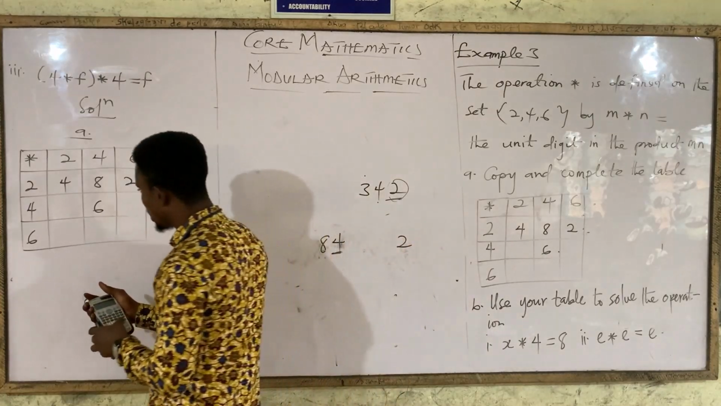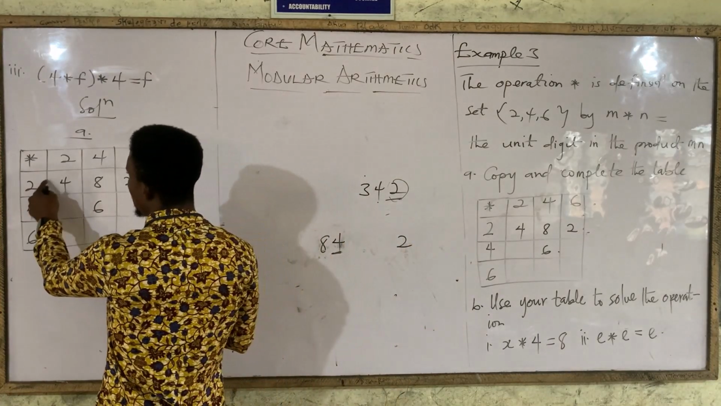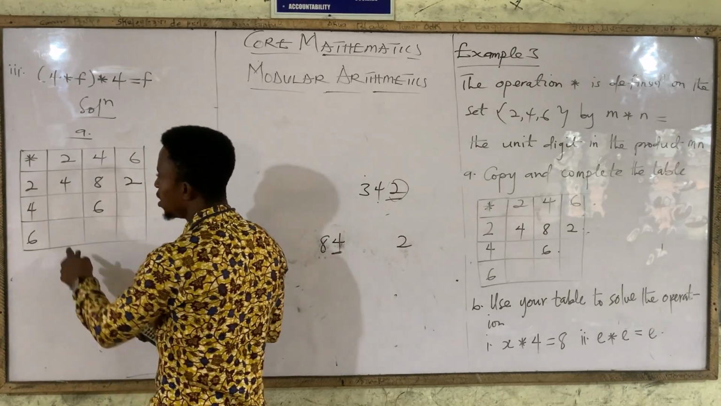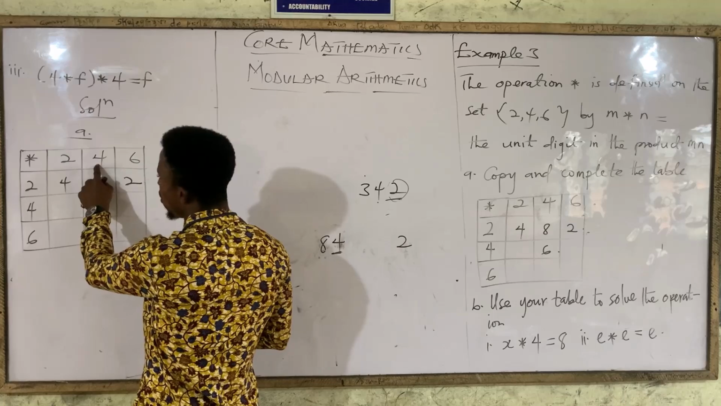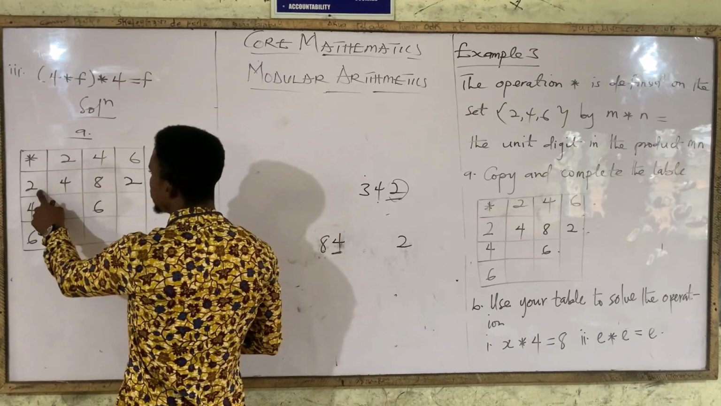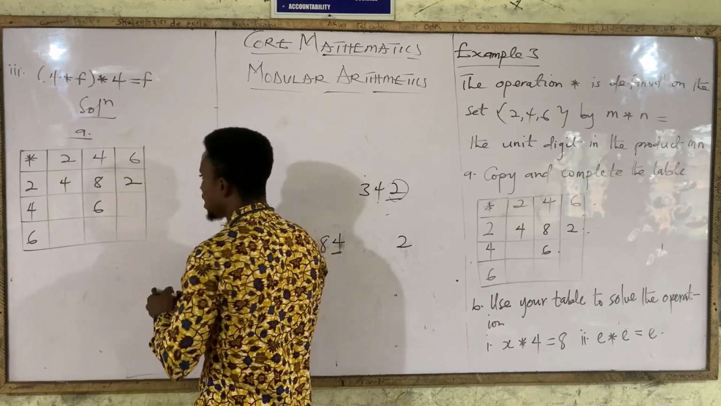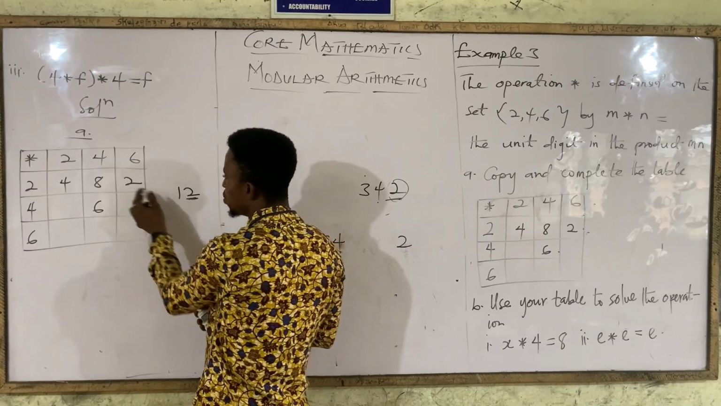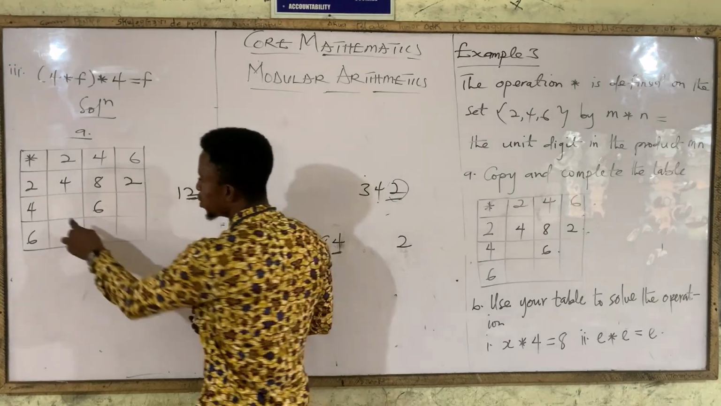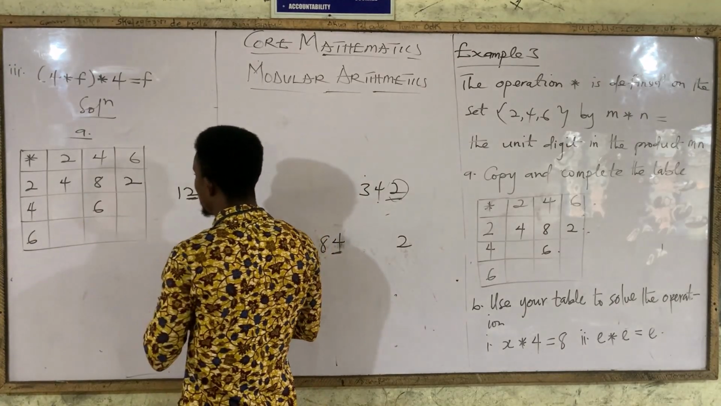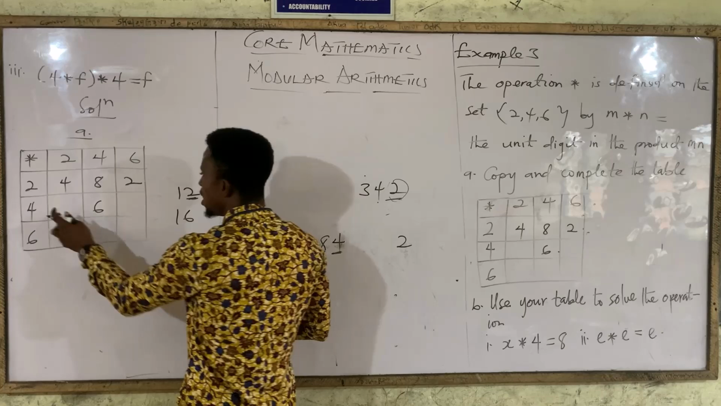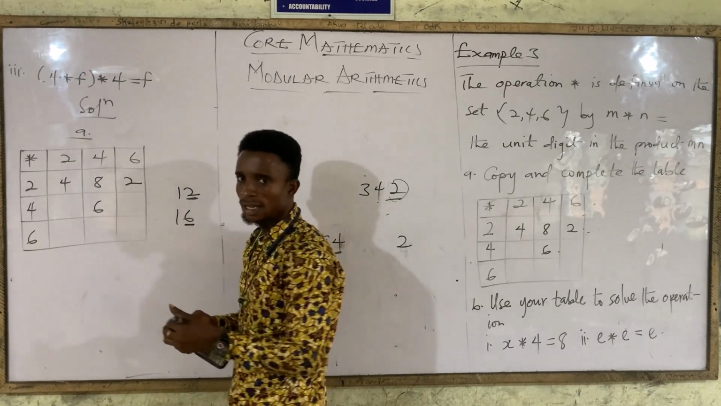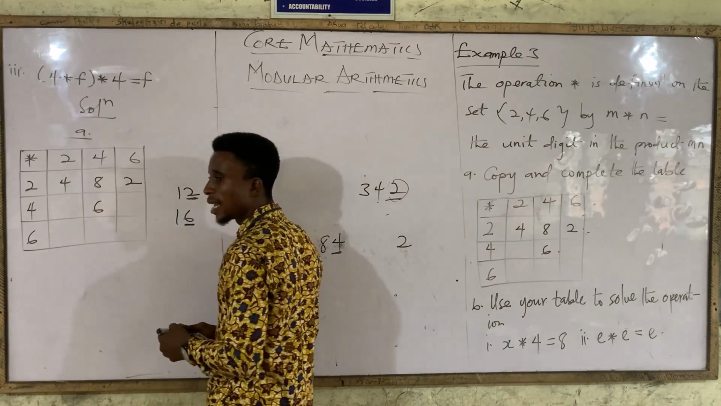So what are we doing? We are going to take these 2 and multiply by these 2. So 2 by 2 will get us the 4. Then I have 2 by 4 will get us 8. 2 by 6 is getting us what? 12. And the unit part of the 12 is what? The 2. That is why here is 2. This one is what? 4 times 4, which is what? 16. So if here is 16, the unit part of it is what? This. That is why here is 6. Are we getting that? Let's now proceed.